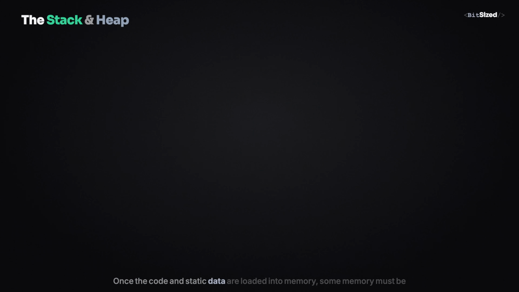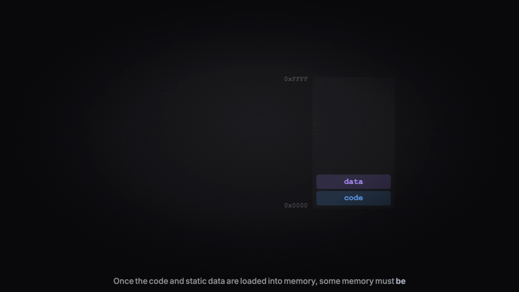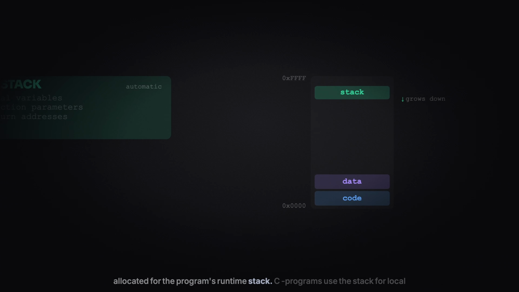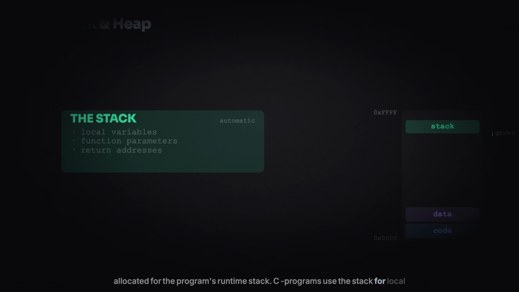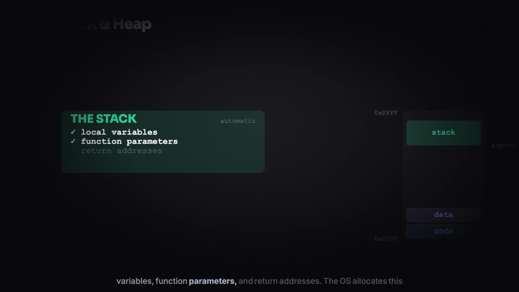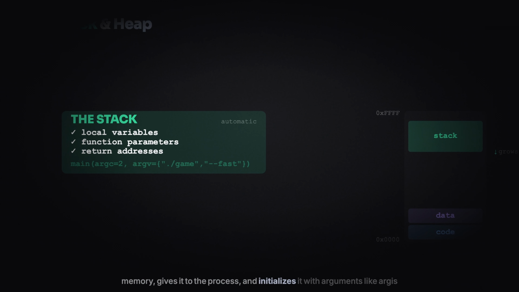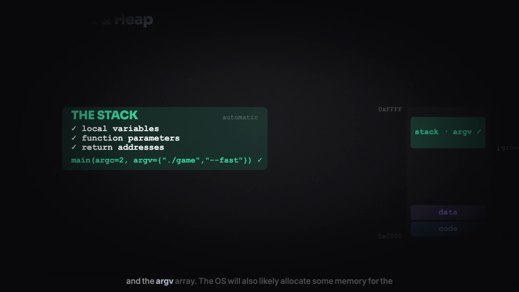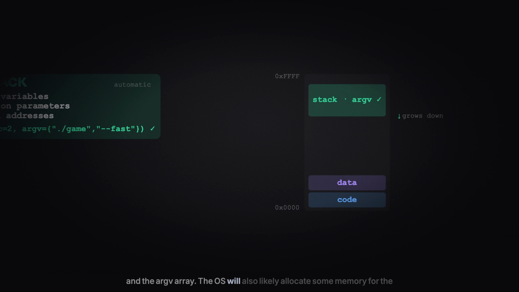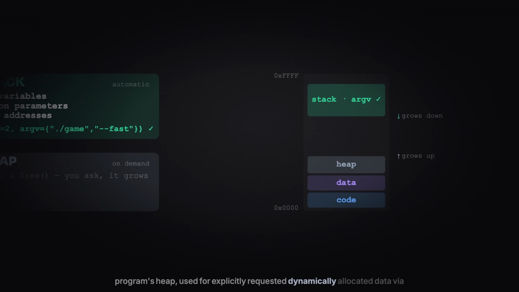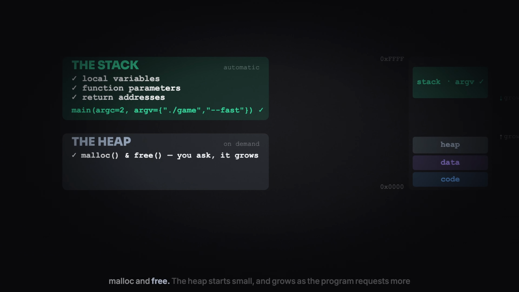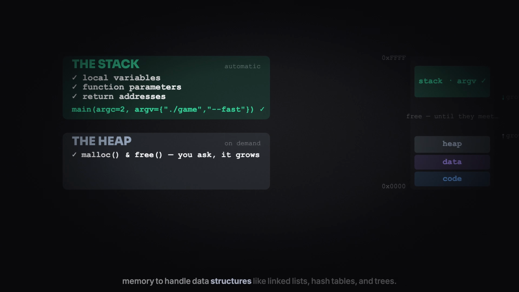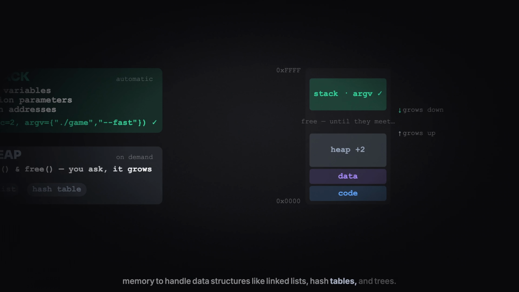Once the code and static data are loaded into memory, some memory must be allocated for the program's runtime stack. C programs use the stack for local variables, function parameters, and return addresses. The OS allocates this memory, gives it to the process, and initializes it with arguments like argc and the argv array. The OS will also likely allocate some memory for the program's heap, used for explicitly requested dynamically allocated data via malloc and free. The heap starts small and grows as the program requests more memory to handle data structures like linked lists, hash tables, and trees.